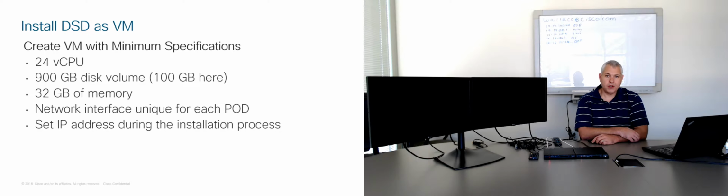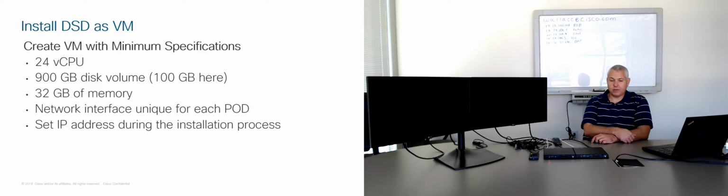32 gigs of memory. Coming up in the next release, we're actually going to support a version that will only require 8 gigs of memory depending on how many DMPs that you have. We're going to create a network interface, and I'll show you how to do that in VMware. And then we're going to set the IP address during the installation process.